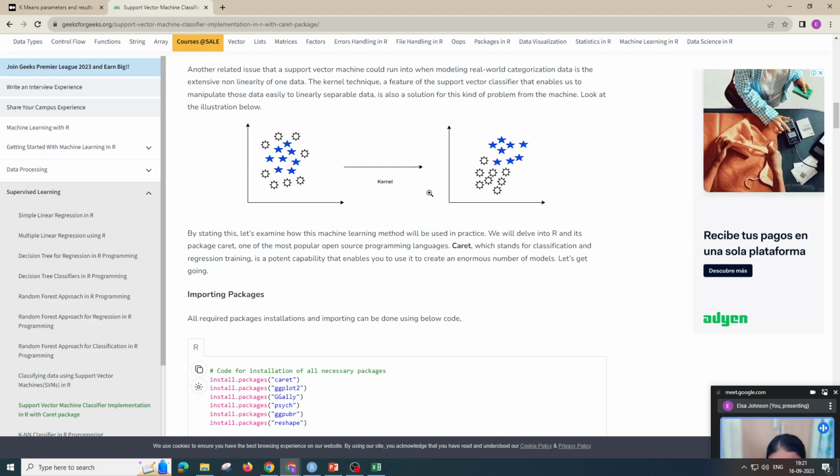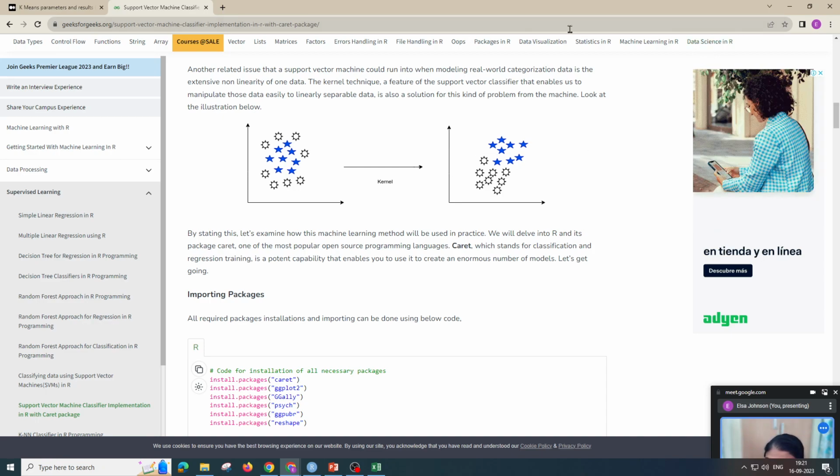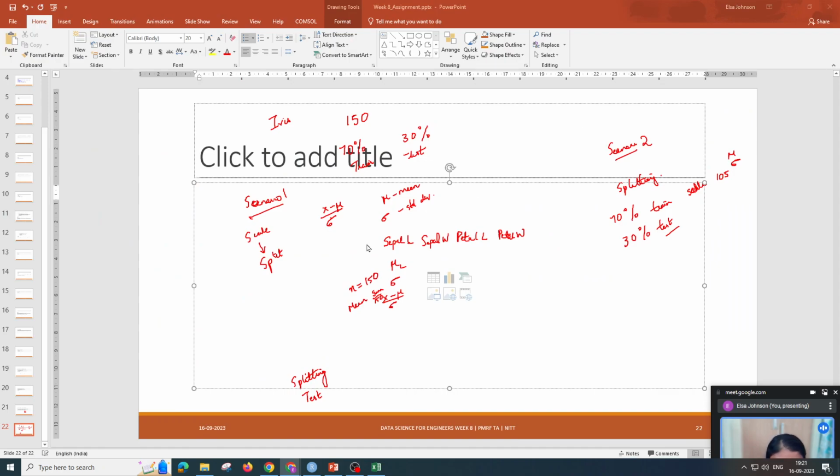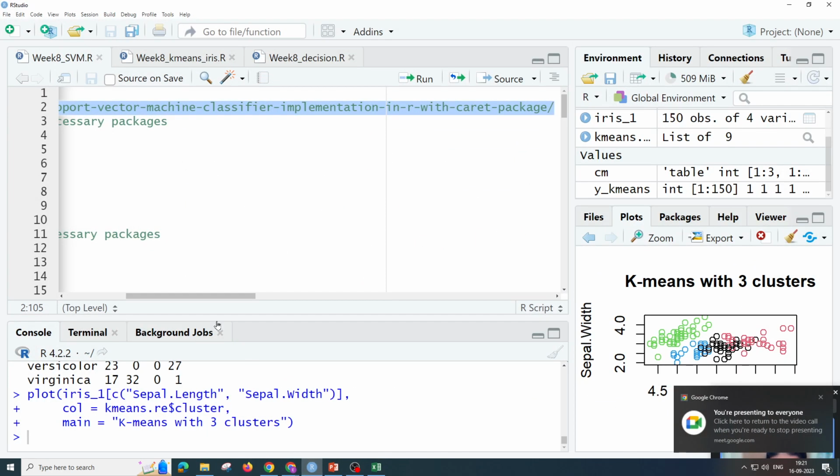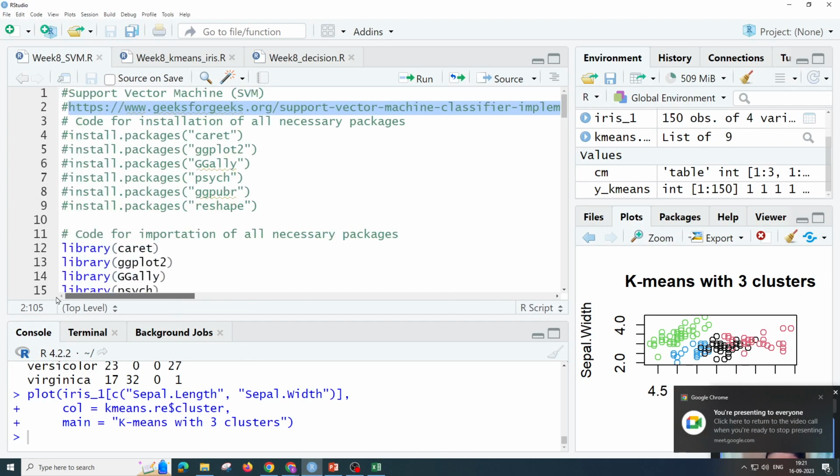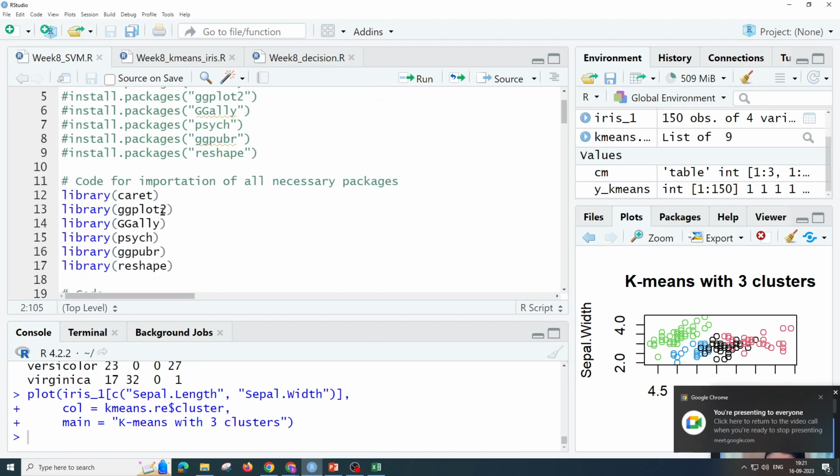So based on the kernel, your data will be separated by a hyperplane. Okay, so that is support vector. So what we'll be doing is we'll be taking one particular data set.